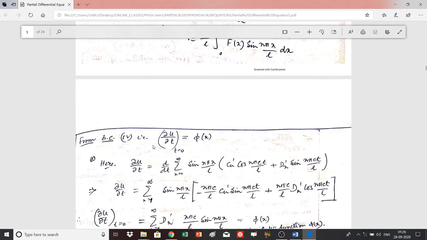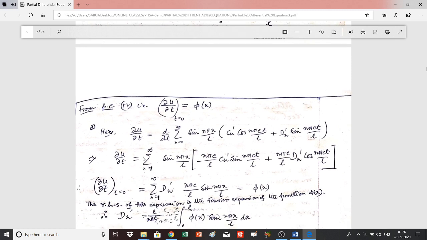So that will give you del u by del t is d by dt of the sum from n equals 0 to infinity, and all the terms are here. So del u by del t is equal to the sum from n equals 1 to infinity. Just differentiate: this is the constant term, so that is here, then cn prime here and cos n pi ct by L. If you differentiate it, it will give you a sin term, sorry, with a negative sign, that is here, sin n pi ct by L, and the differentiation of n pi ct by L gives you n pi c by L, and the differentiation of this is here.